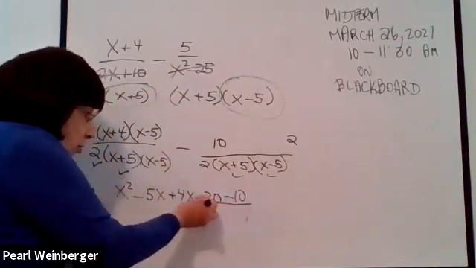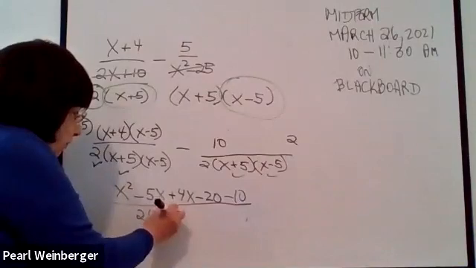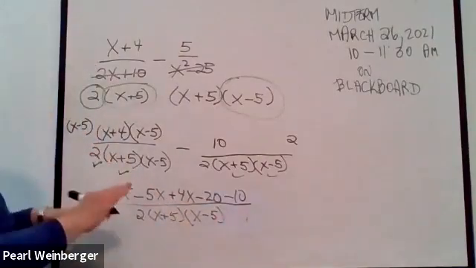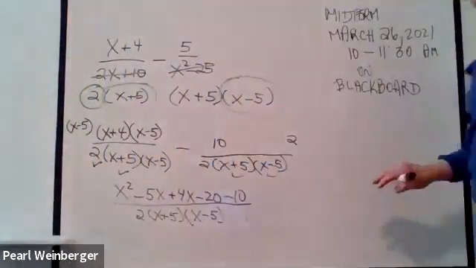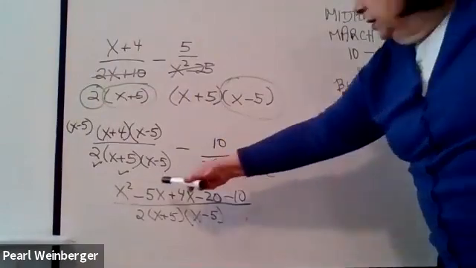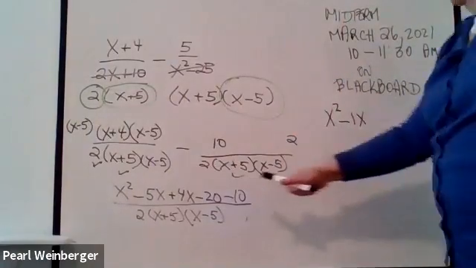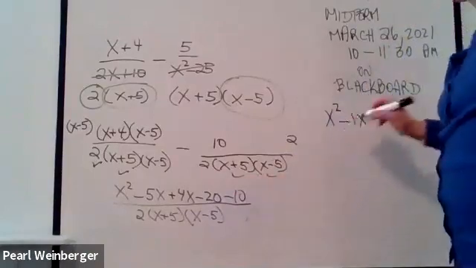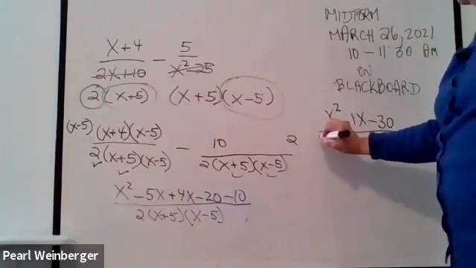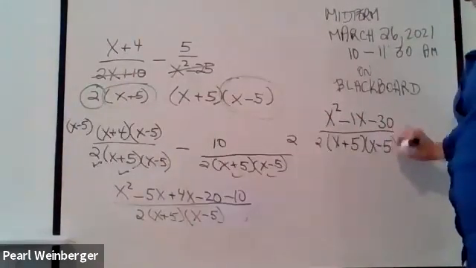I'm going to put everything over the common denominator of 2 times x plus 5 times x minus 5. And now I'm going to combine all my like terms. These get long. So it's going to be an x squared. Then it's going to be a negative 5x plus a 4x, which is a negative 1x. And then a negative 20 and a negative 10, which gives me a negative 30. That's all over our 2, our x plus 5, and our x minus 5.